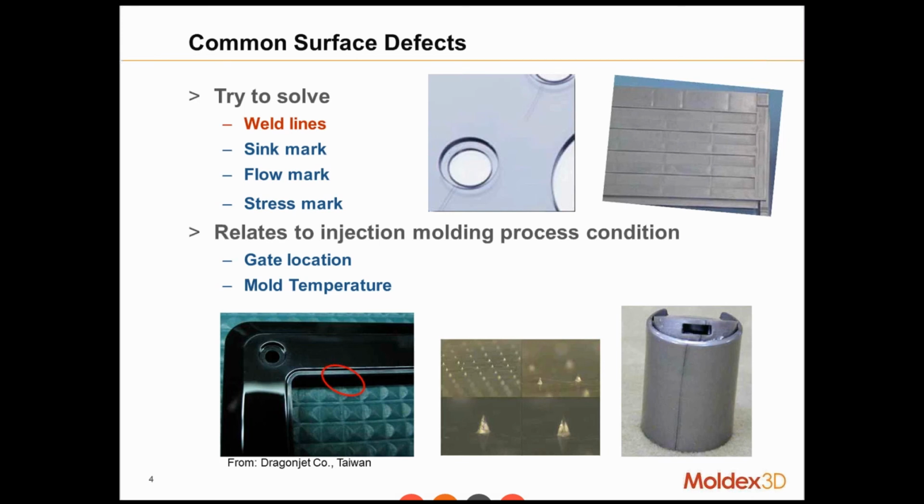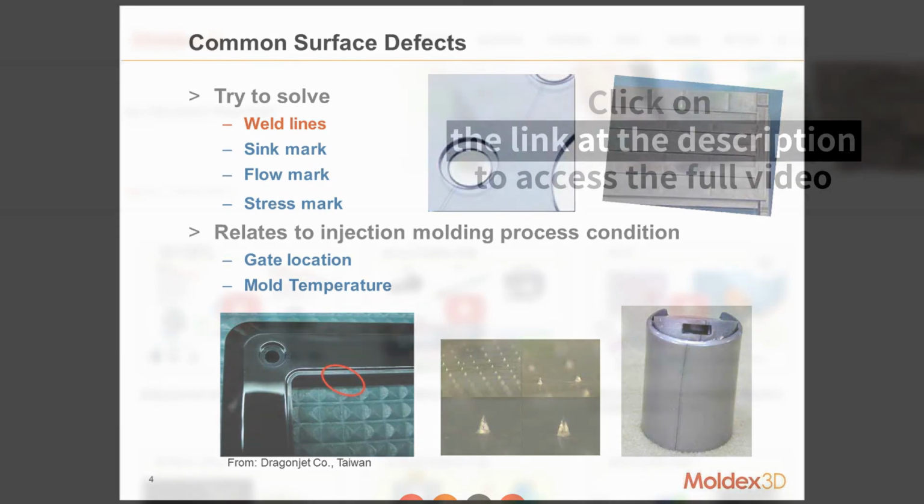And the weld line issues are related to injection molding process conditions, such as the gate location, your melt temperature, or your mold temperature.